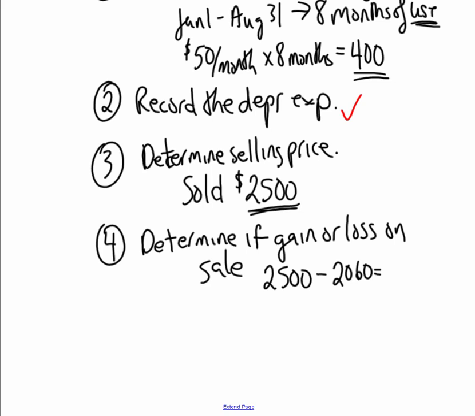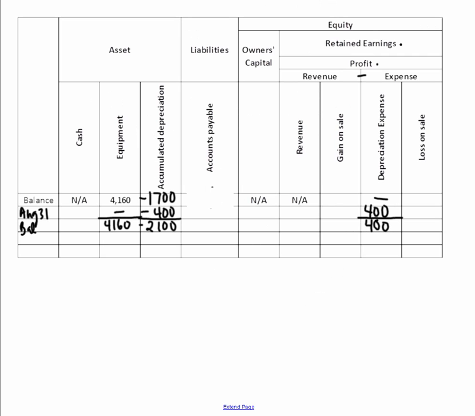So in this case, we have a benefit of $440. I sold this asset for $440 more than I thought it was worth. So I have a gain of $440. How do I record this? I've sold this asset. I'm going to have to get rid of the equipment because it no longer exists.